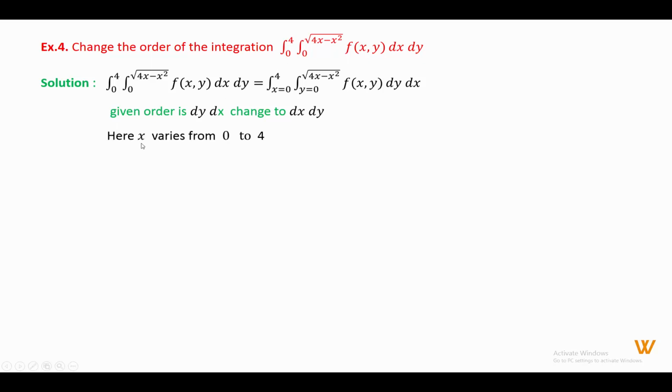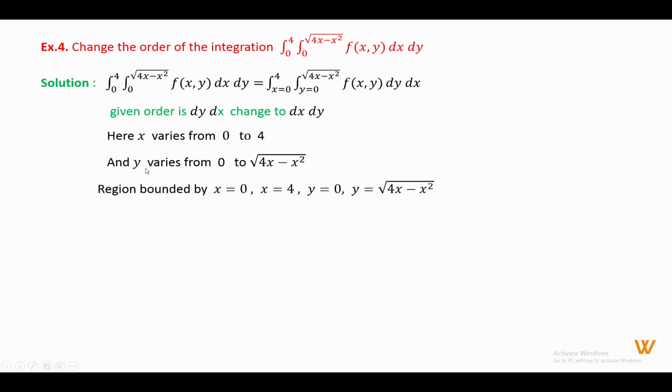Now in the given integration, x varies from 0 to 4 and y varies from 0 to square root of 4x minus x square. Therefore, the region is bounded by x equal to 0, x equal to 4, y equal to 0 and y equal to square root of 4x minus x square. Squaring both sides, we get y square equal to 4x minus x square, so x square plus y square minus 4x equal to 0. This is the equation of a circle in general form.